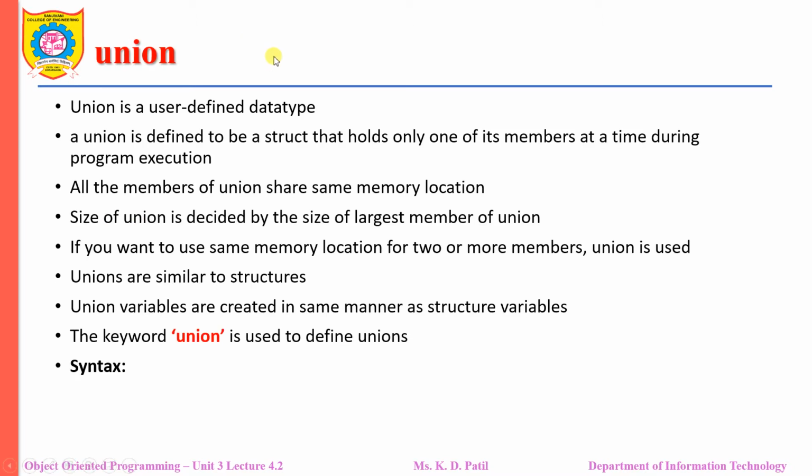Union is a user defined structured data type. A union is defined to be a struct that holds only one of its members at a time during the program execution, but that member will have a number of components which are of heterogeneous type. All the members of the union share the same memory location. Size of the union is decided by the size of the largest member of the union.